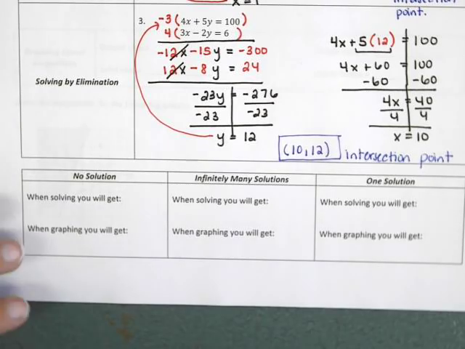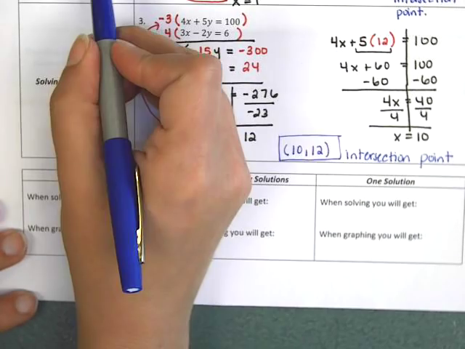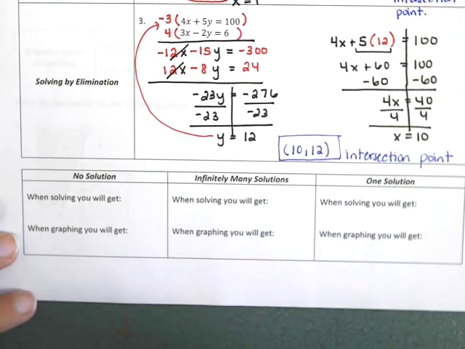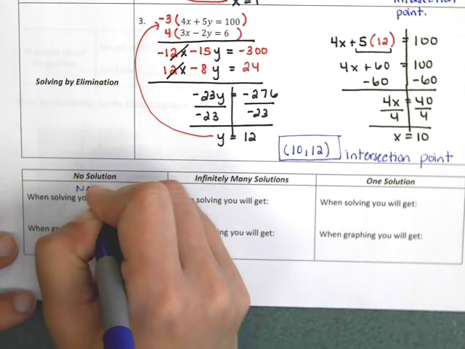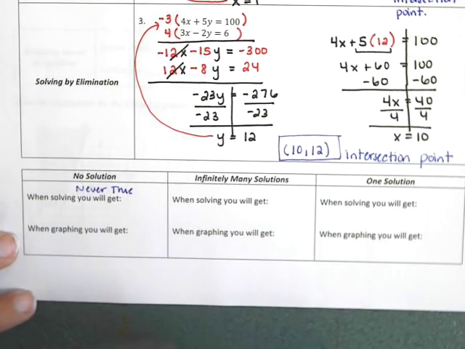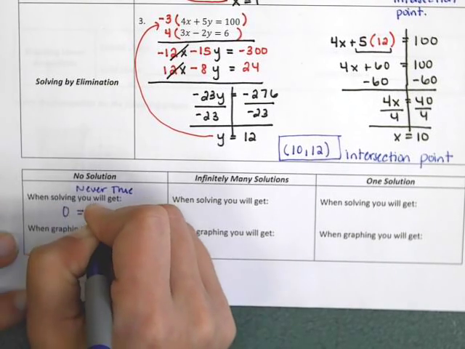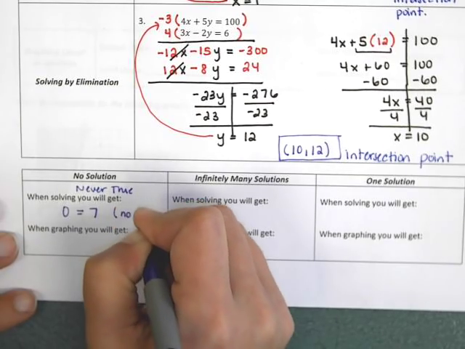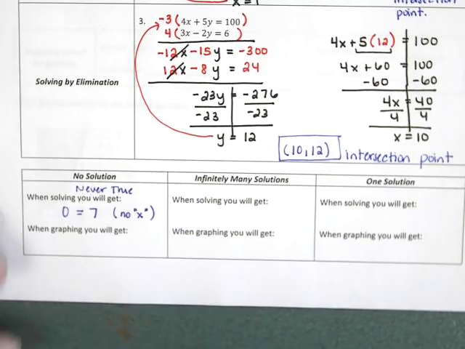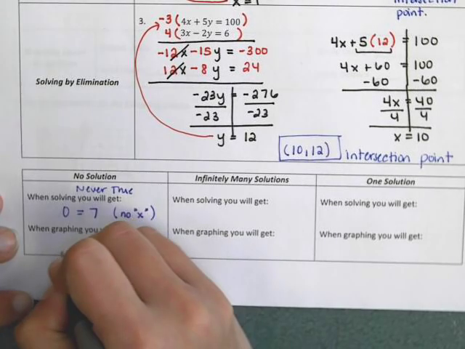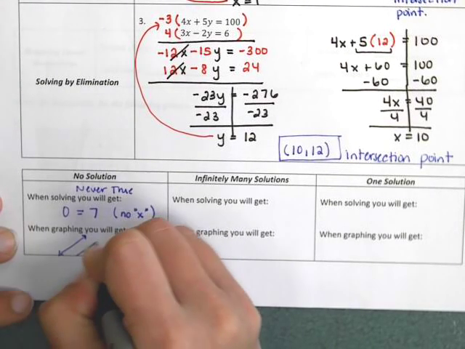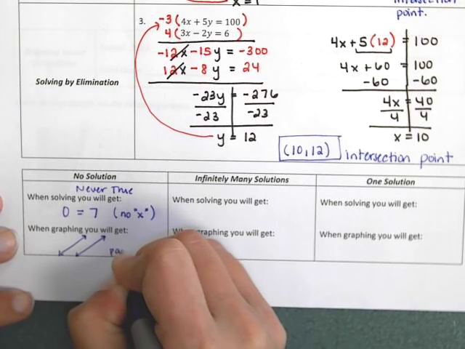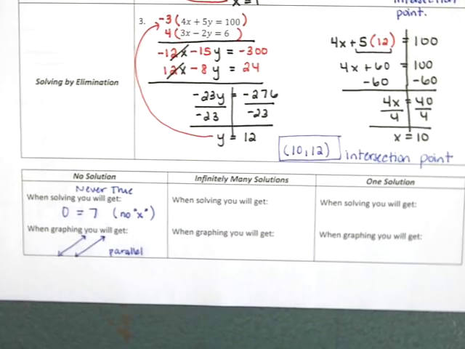When there's no solution and you're solving it by using substitution or elimination, you're going to get something that is never true. So you're going to get something like this: 0 equals 7. Now 0 does not equal 7, and there are no x's left in the problem. So there's no way to solve this to make it true, which means there would be no solution. If you were graphing, you would get two lines that do not intersect. So you would get parallel lines because they would never intersect.